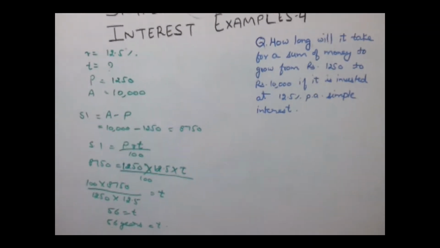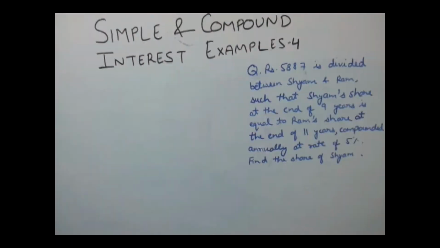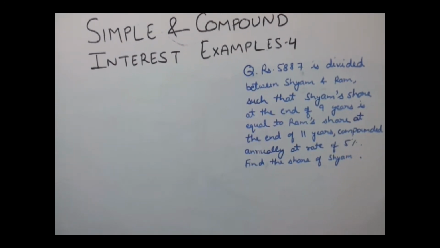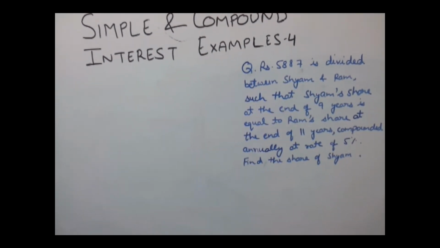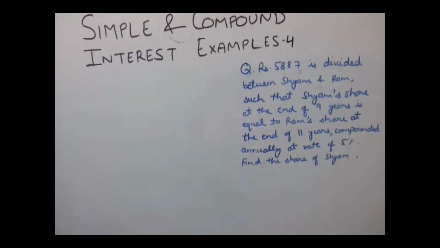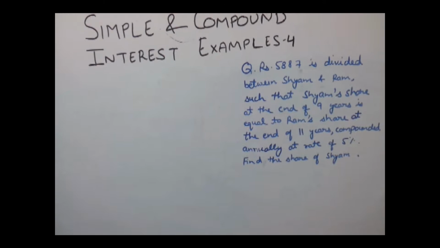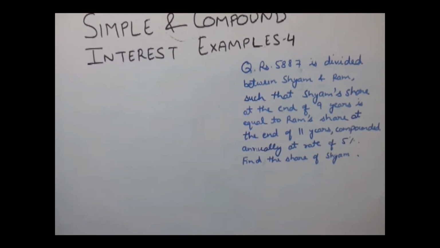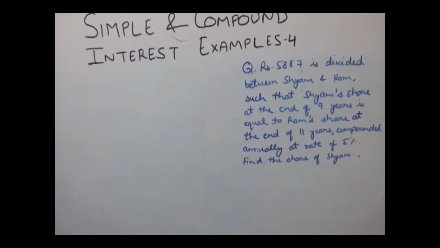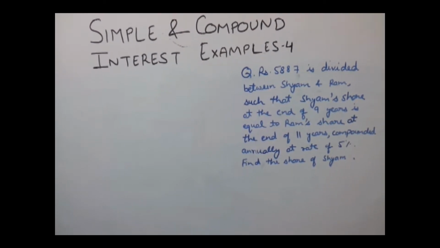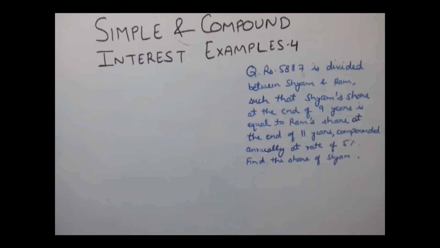Now let's have another example. Next example is rupees 5,887 is divided between Shyam and Ram such that Shyam's share at the end of 9 years is equal to Ram's share at the end of 11 years, compounded annually at the rate of 5%. Find the share of Shyam.